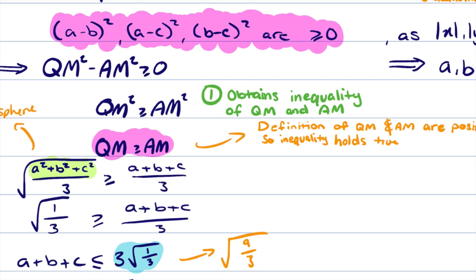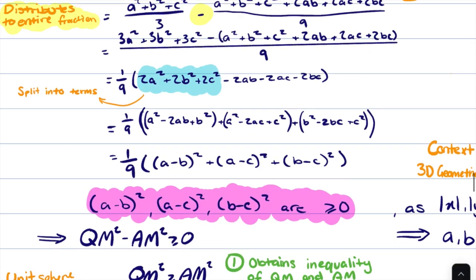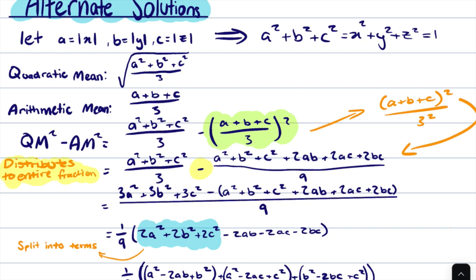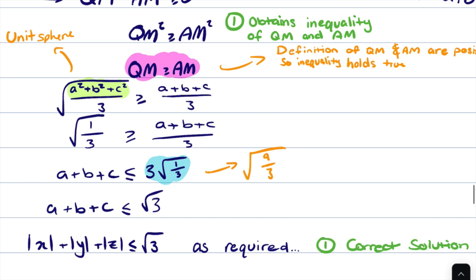Taking the square root of both sides, remembering that we don't have to take into account the plus or minus, as the definitions of our quadratic and arithmetic means include them, we can then rewrite them back into their original form, where we have the square root of (a squared plus b squared plus c squared) on 3 is greater than or equal to (a plus b plus c) on 3.